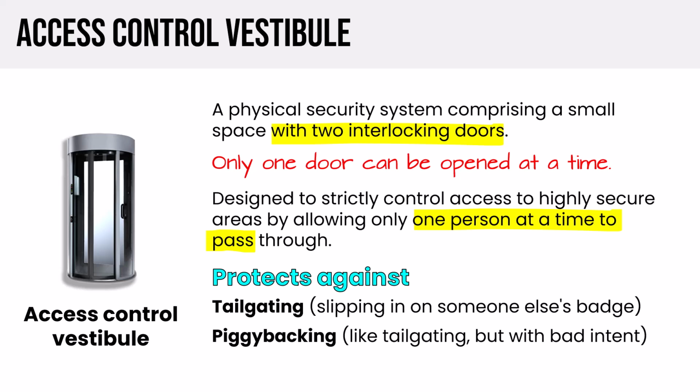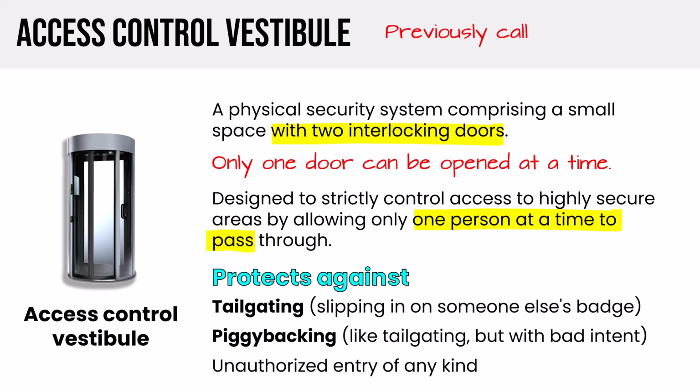They both describe a situation where somebody tries to follow someone with a badge into a system without using a badge of their own. And the access control vestibule will really help block unauthorized access of any kind. You may have previously heard the access control vestibule called a man trap. The naming has been updated in recent years, but two names for the same thing.